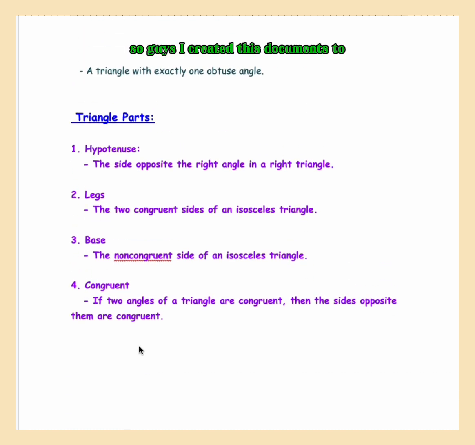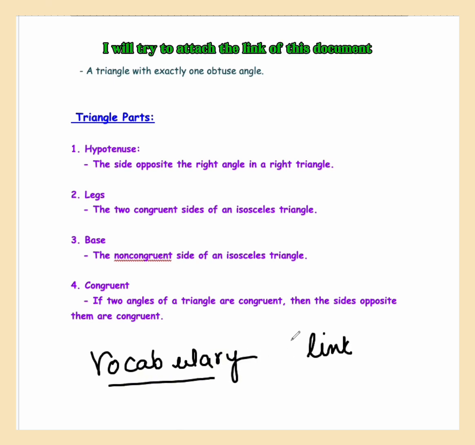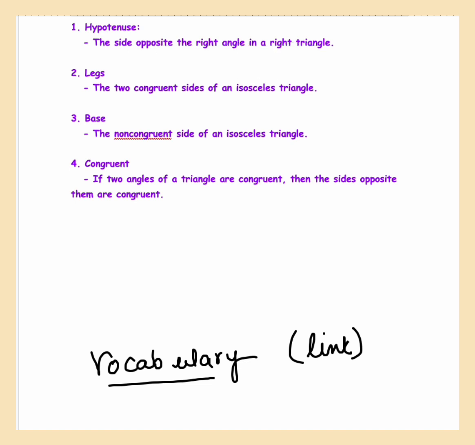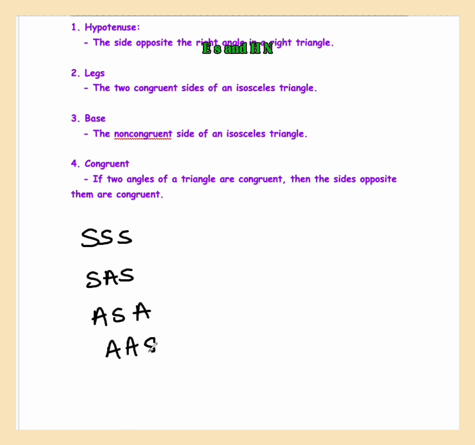So guys, I created this document to put all the theorems and all the essential vocabulary words together in one document. I will try to attach the link of this document sometime later this week. But please let me know if there are any vocabulary words that I missed. And in my next video, we will discuss questions based on congruencies. We will discuss all the congruencies: SSS, SAS, ASA, AAS, and HL.